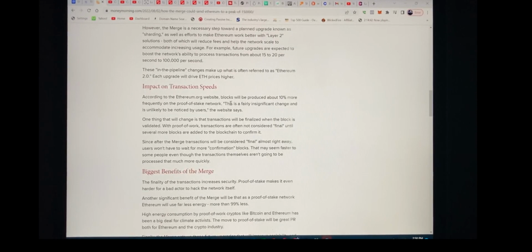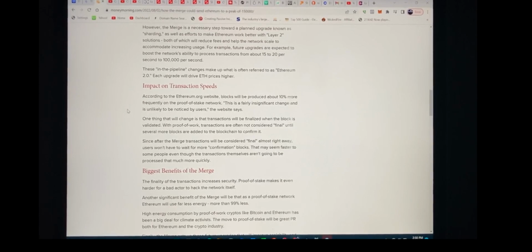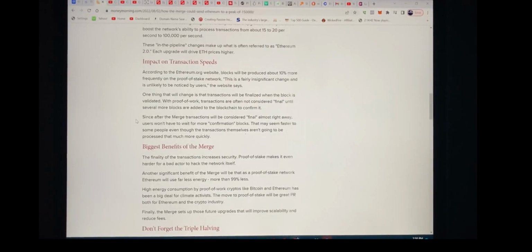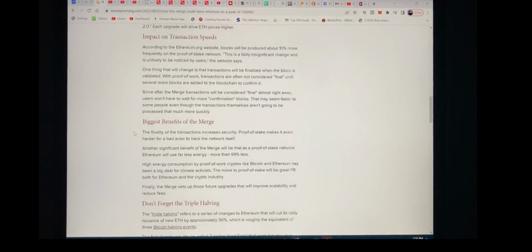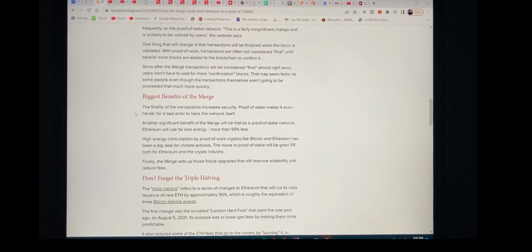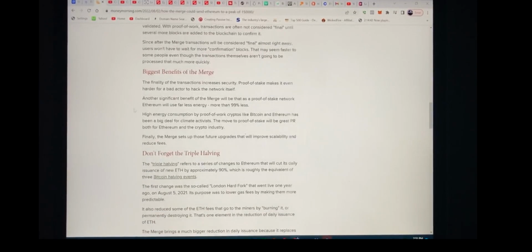According to the Ethereum website, blocks will be produced about 10% more frequently on the proof of stake network. One thing that will change is that transactions will be finalized when the block is validated. With proof of work, transactions are often not considered final until several more blocks are added to the blockchain to confirm it. Since after the merge, transactions will be considered final almost right away, users won't have to wait for more confirmation blocks. This may seem faster to some people, even though the transactions themselves aren't going to be processed that much more quickly. The finality of the transactions increases security.